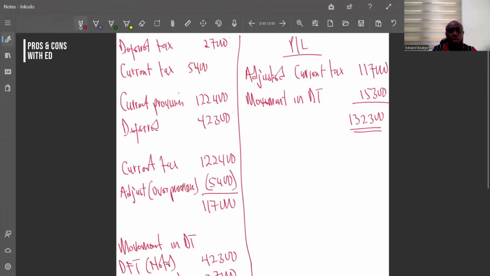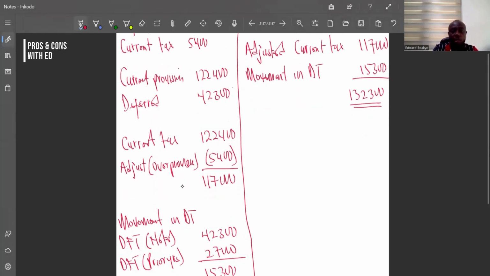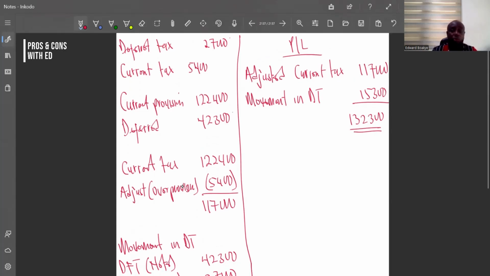The question is, what are we recognizing in our financial position? I think we did explain that. What we are recognizing in our financial position is what we have in our note for deferred tax. What we have accumulated up to the current year is what? 42,300. And that will be the deferred tax in our financial position, as a long-term liability, right?